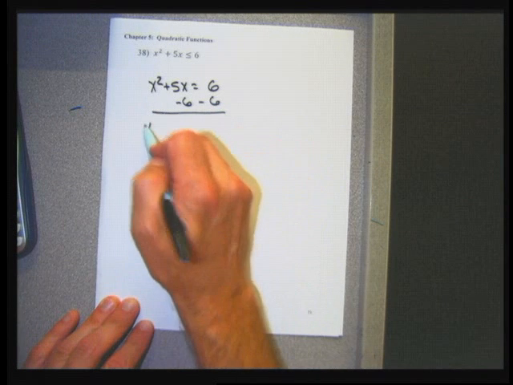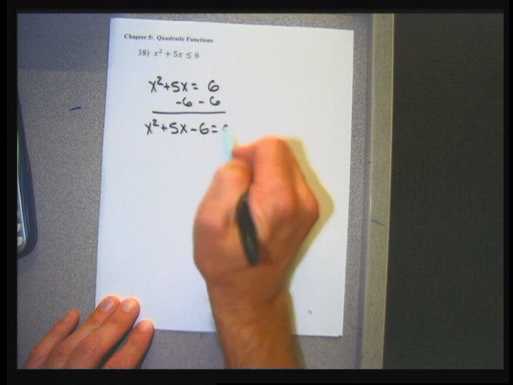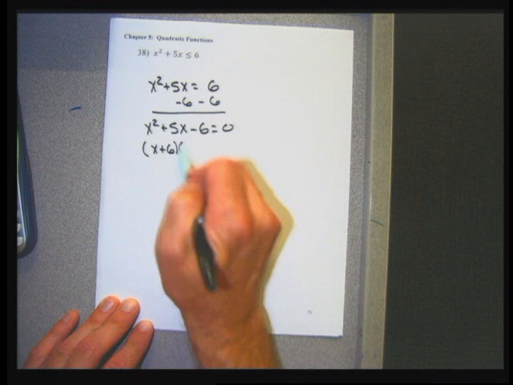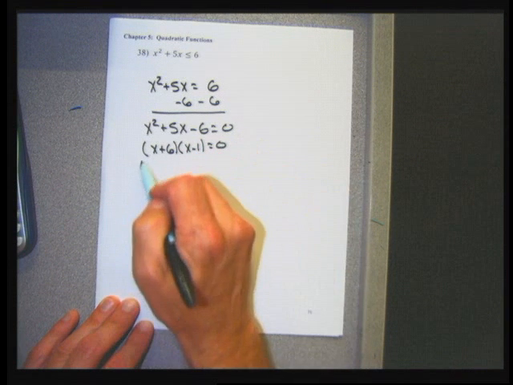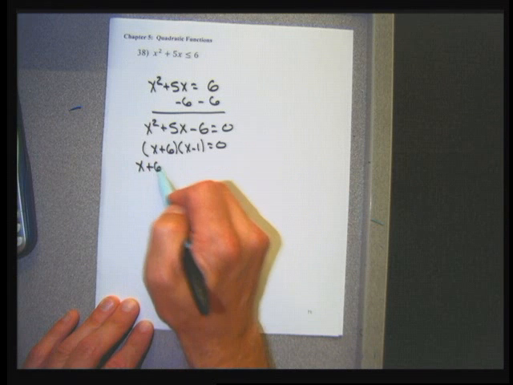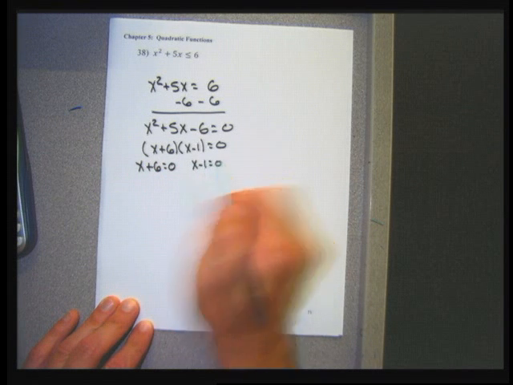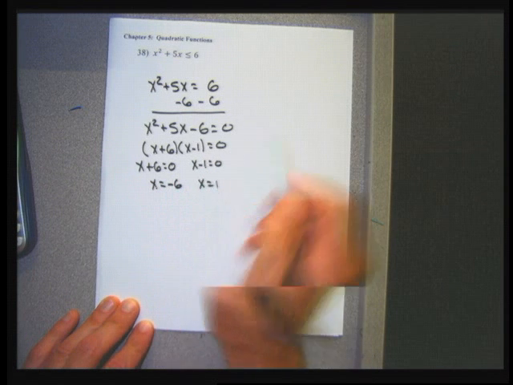So I'm going to go x squared plus 5x minus 6 equals 0. I'm going to factor this as x plus 6 times x minus 1 equal to 0. So nice to get a clean problem. I'm going x plus 6 equal to 0, x minus 1 equal to 0. I get x equal to negative 6, x equal to 1.